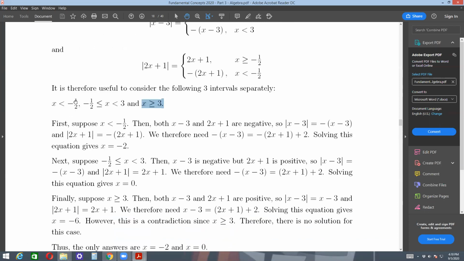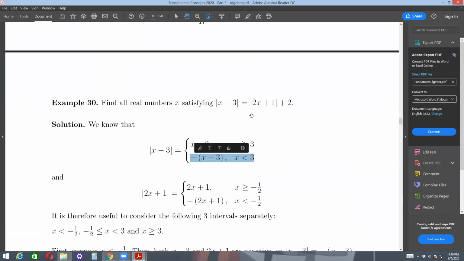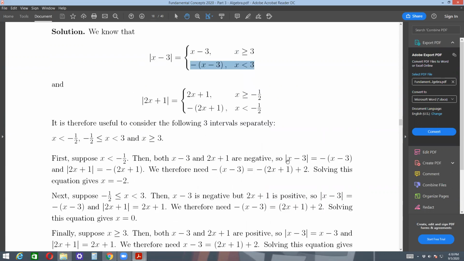So suppose that you're looking at this interval, x is less than minus a half. Now if x is less than minus a half, then the modulus of 2x plus 1 is going to be given by this. X minus 3 lies in this interval as well, so the modulus of x minus 3 is going to be given by this. So in this equation, I could replace modulus of x minus 3 by this and modulus of 2x plus 1 by this. Right? They're both negative, so we have those definitions, and therefore the equation becomes this. You solve that and you get x is minus 2.